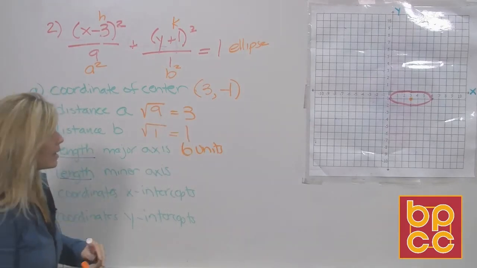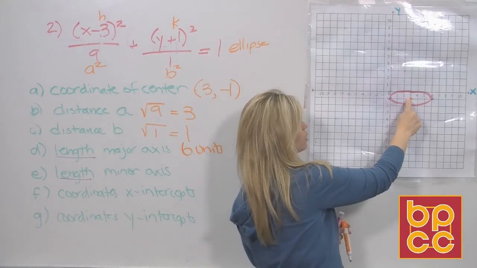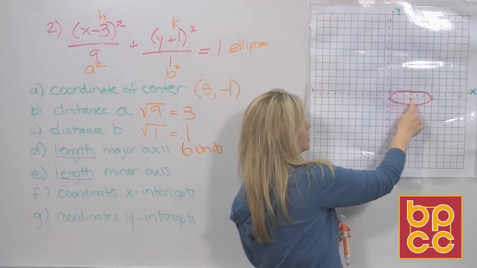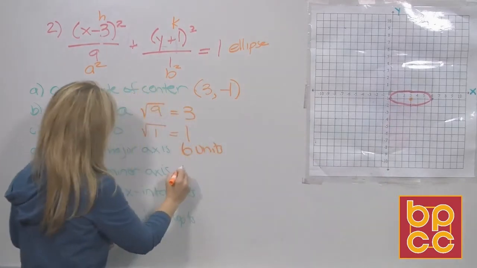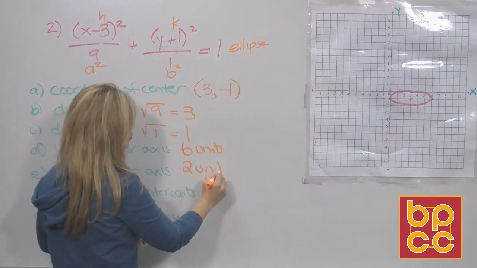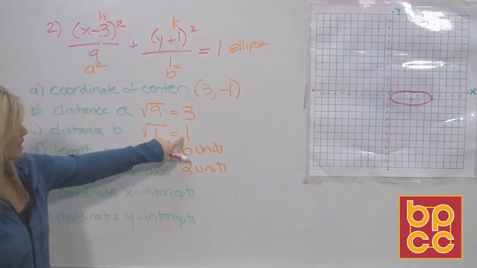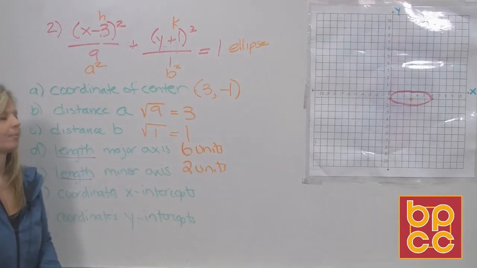The length of the minor axis is the shortest distance we would travel. Up 1, down 1. So that's 1, 2. So we'd say the minor axis is 2 units. And you're right, it's doubling the shorter distance.